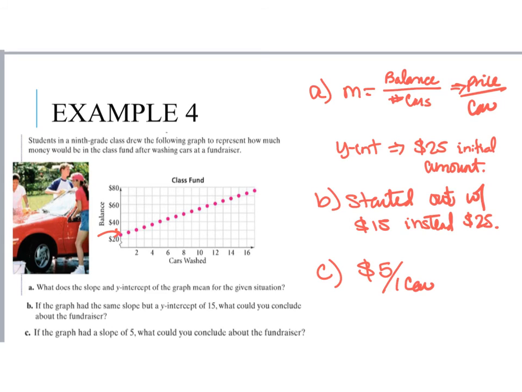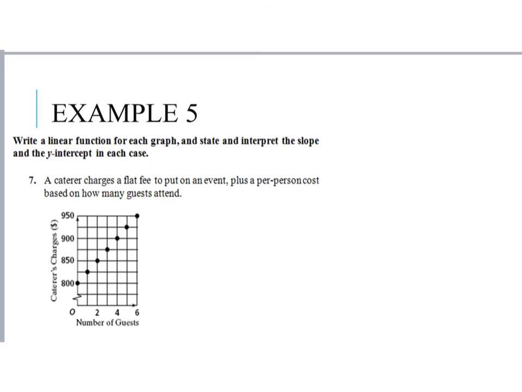Now our last example for today says write a linear function for each graph, state and interpret the slope and the y-intercept in each case. So here it says a caterer charges a flat fee to put on an event plus a per person cost based on how many guests attend.